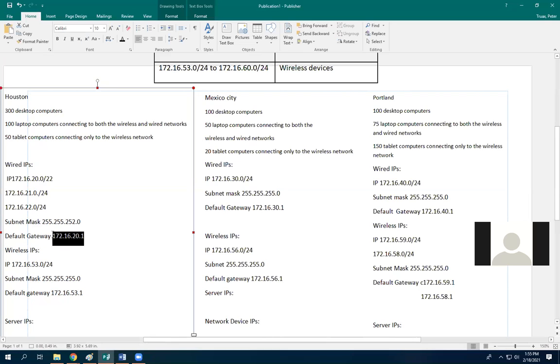And you wouldn't have to change your default gateway. Yeah, you wouldn't have to change it because you already had 20 to begin with. And 20.1 still works for the gateway. That's the IP address of the router.